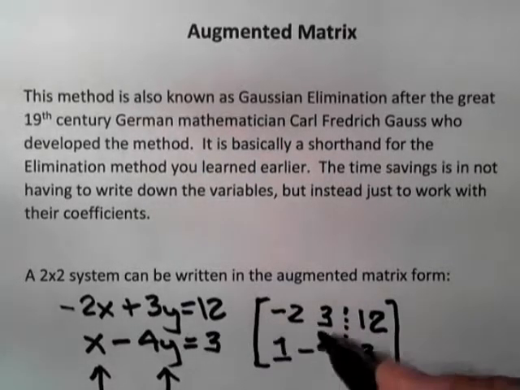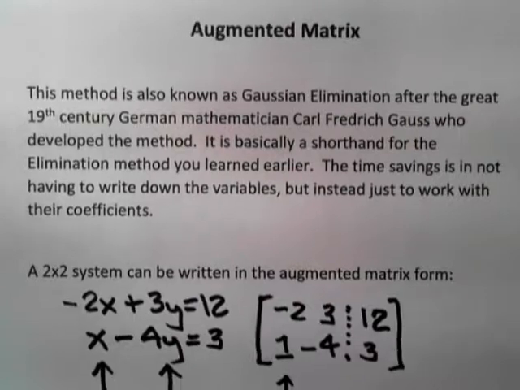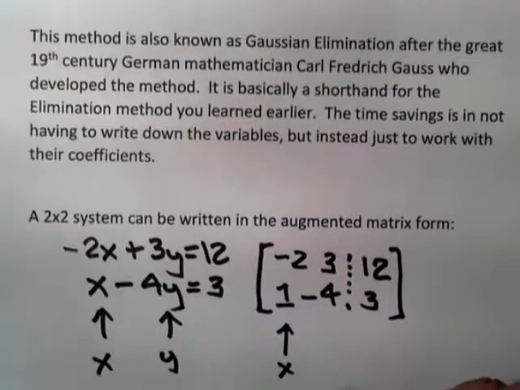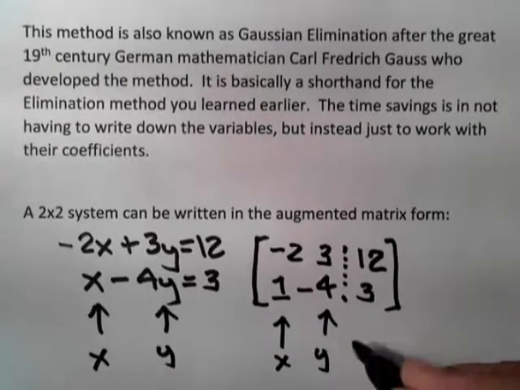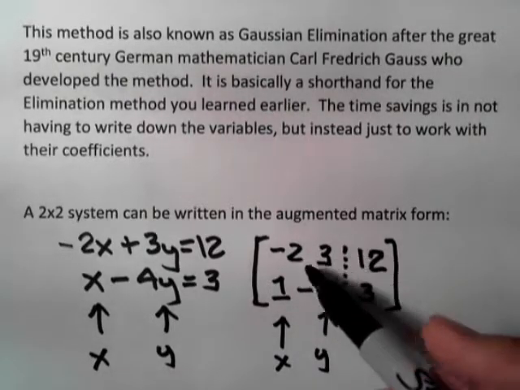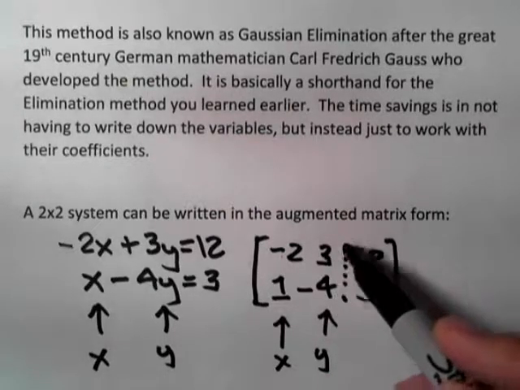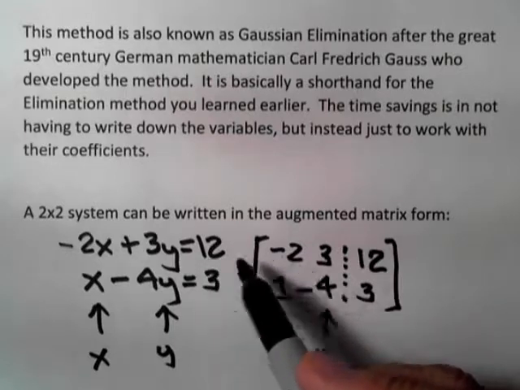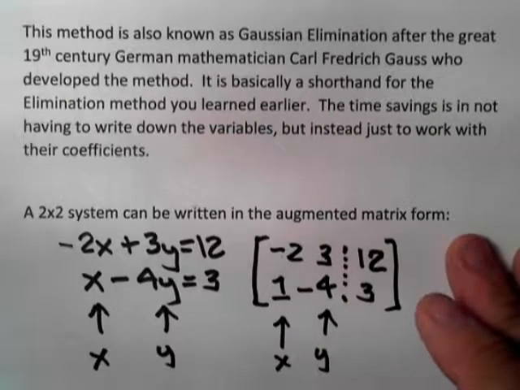And remember now, you can translate this back because, of course, the first column here is the x's. The second column here are the y's. Okay. And, of course, this is where the equal sign goes. So if you saw this, you'd say, well, this is just minus 2x plus 3y equals 12. Exactly what we have here. So you can translate these back and forth.